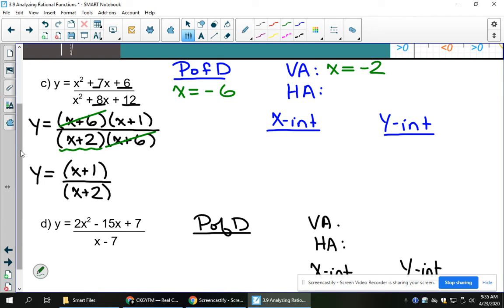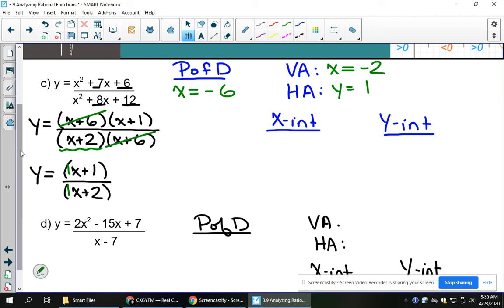Remember that your horizontal asymptotes come from dividing the coefficients of the biggest degree of x. So the biggest x we have is x to the power of 1. There's 1's in front. If I divide those, I get a horizontal asymptote of 1.